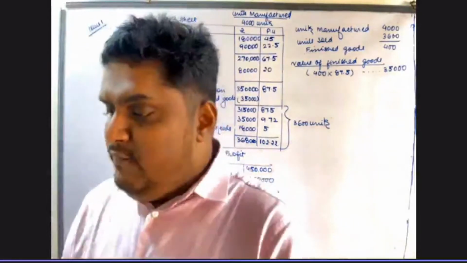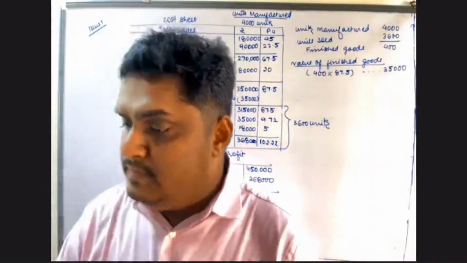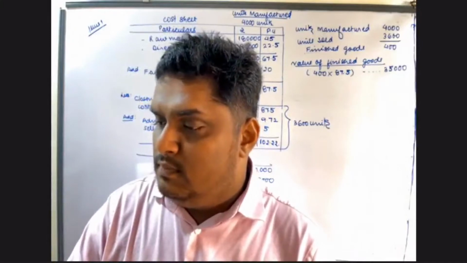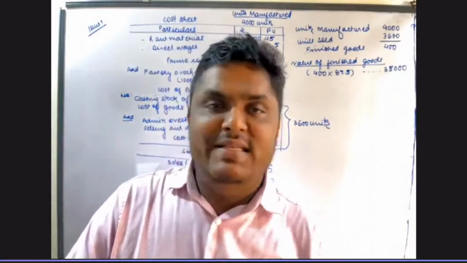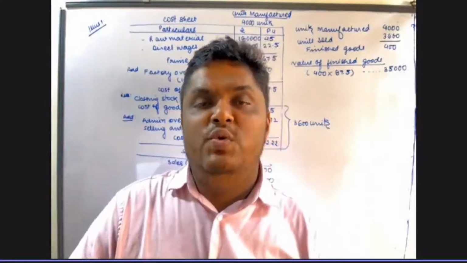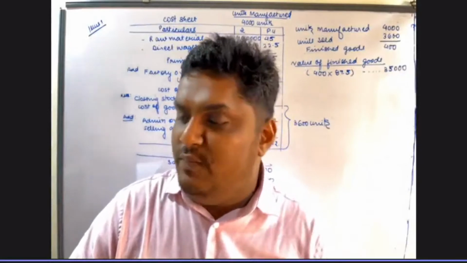If you guys have any doubts, queries, you can please post your query. In most of the cases, you have to take the value of finished goods as the value of cost of production, that is the cost per unit of the cost of production.